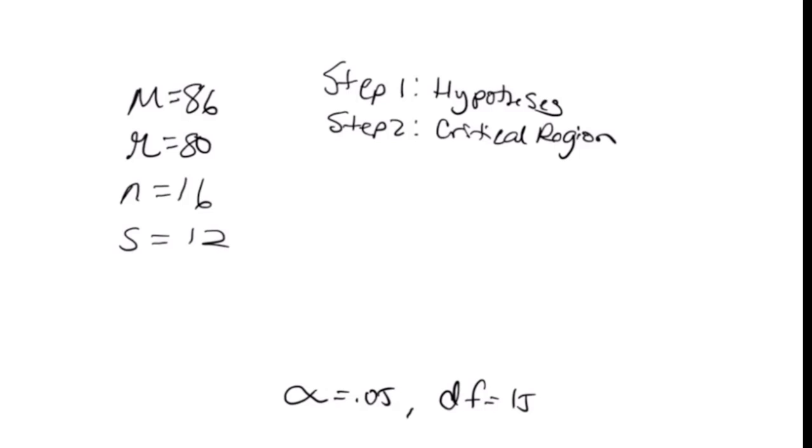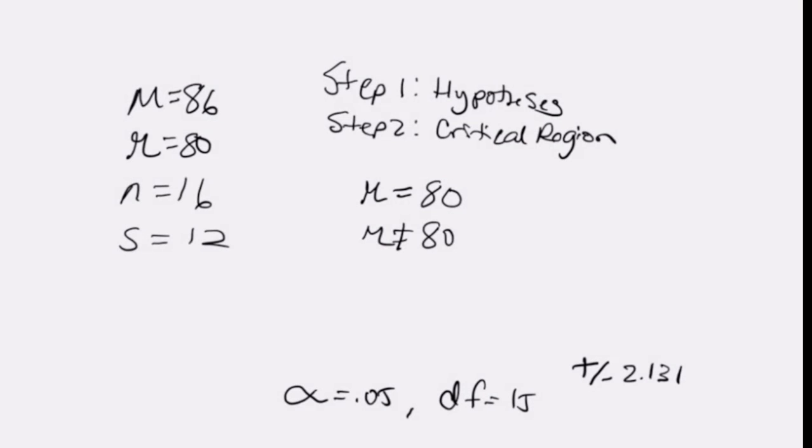The first thing we need to do is set our hypotheses, and this is going to be very repetitive. The null hypothesis is that the mean is equal to 80, and the alternative hypothesis is that the mean is not equal to 80. Easy enough. The degrees of freedom are going to be the same as before, so the critical region is going to be the same as the first time round, because we have the same degrees of freedom of 15. Our critical region therefore is going to be plus or minus 2.131.